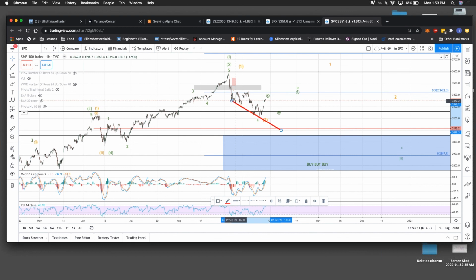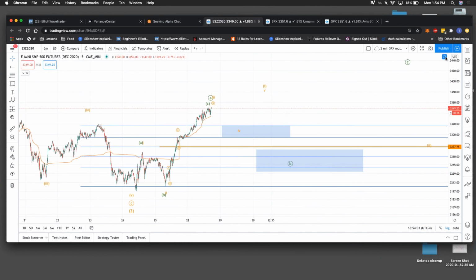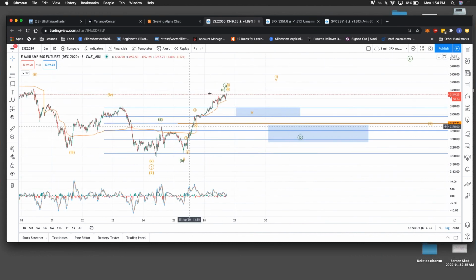We got lower lows in price and higher lows in the MACD. That tends to indicate a weakening of the decline, but I don't think it gives us any strong indication as to whether we're seeing the orange count or the green count play out here. And even if we look at it on the smaller time frame, I really don't think this tells us very much.